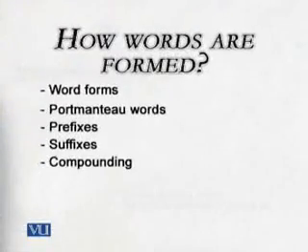So far, we have talked about morphemes and word structures. Second, we talked about how words are formed, and I shared five methods with you. The first method is word forms. The second method is portmanteau words, combining portions of words and creating new ones. Then prefixes and suffixes, and compounding. These are the five methods of creating or forming words.